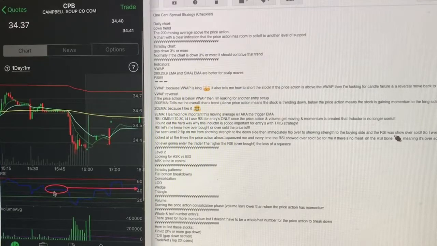The RSI is important because if it's too low, then we could get squeezed. If it's too high, that's really good. That means that I can load up on my shares because it should come down.